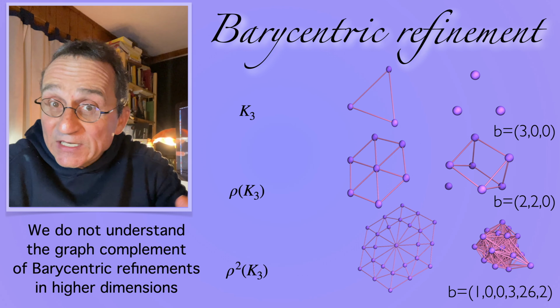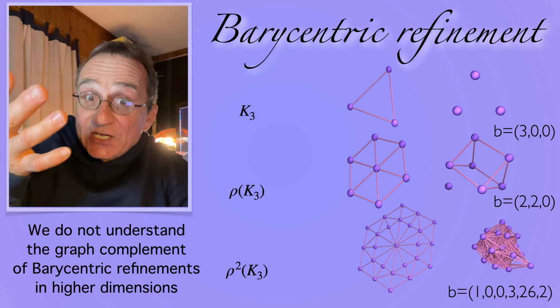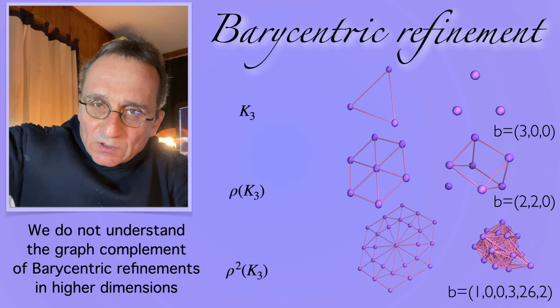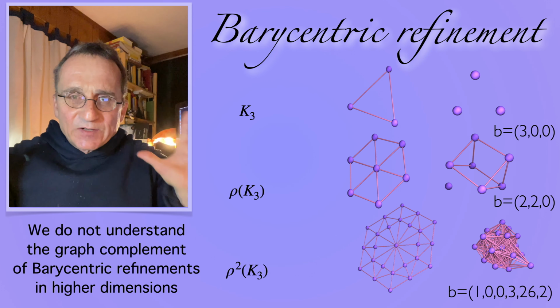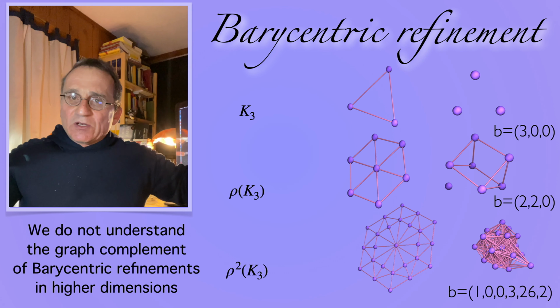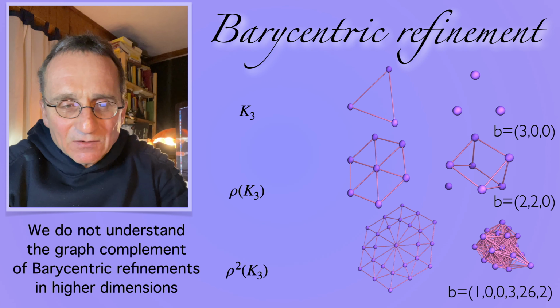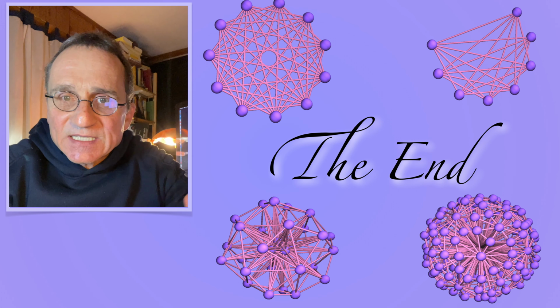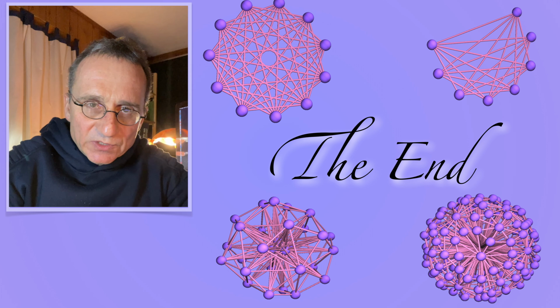And also when you go into higher dimension, when you look at the Barycentric refinement of, say, a triangle, and you look at the graph dual, the graph complements, the Betti numbers seem to be very, very complicated, and I cannot even go far because the matrices grow so fast. And that's the end, and I will post something on that. I have written down something. I will post that soon.